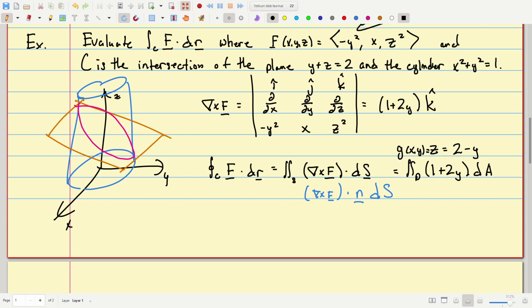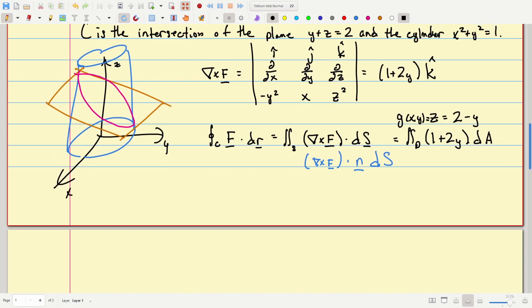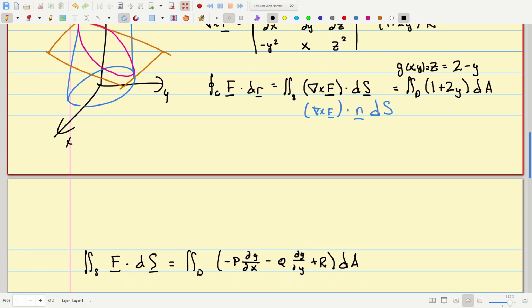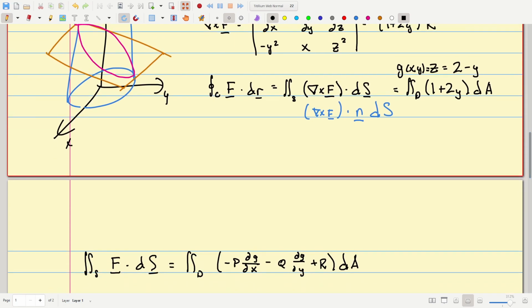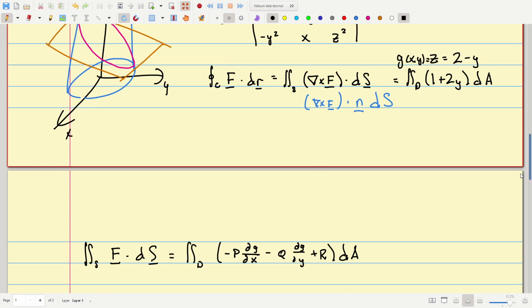So there's a few moving parts here. If I differentiate this with respect to x, I get nothing. If I differentiate it with respect to y, then we're going to get negative 1.